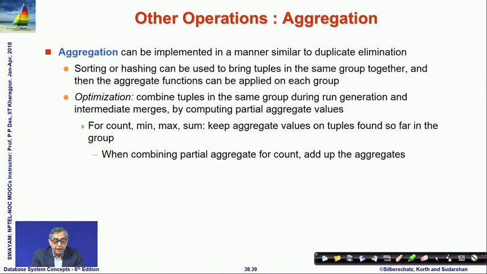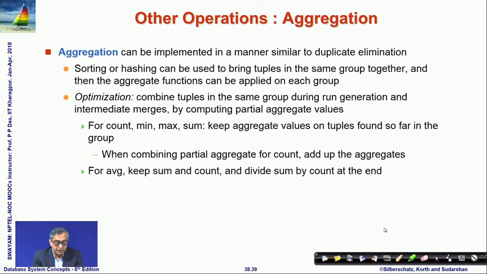So, you can do it in parts. If you have done the sum of 10 records, in the sorted order or the hashed order, then you do not need these 10 records when you do the sum for the next 10 records and so on. In this manner, the aggregation can be efficiently implemented. For average, we can keep sum and count and divide the sum by count at the end.